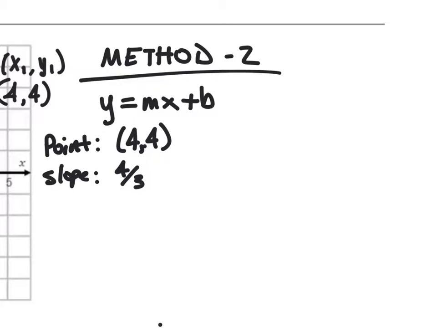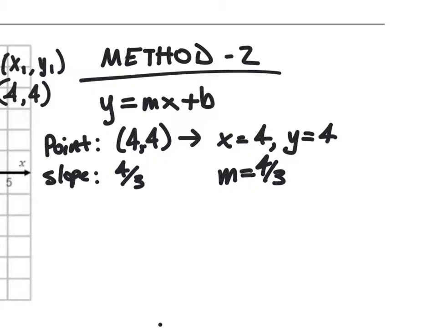So what I gather from this is that I have an x value that is 4, and a y value that is 4. When I have a point on the graph, I know that x is 4 and y is 4, and my slope m is equal to 4/3.